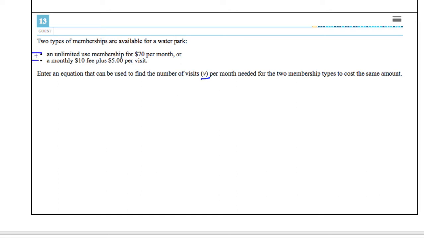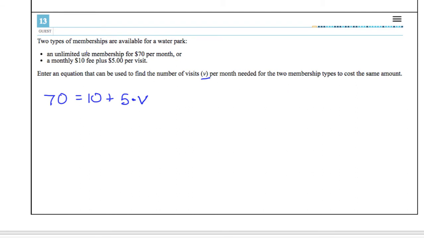Well, if we have to balance the first one, let's just write down 70. That's the first half. And we need to balance it with this second half: $10 fee plus $5 per visit. And remember, whenever you see that word per, you're multiplying. So it's going to be $10 plus this $5 per visit. So multiply this per visit, and it says visits right here is V. So 5 times V. So that is the equation to solve.